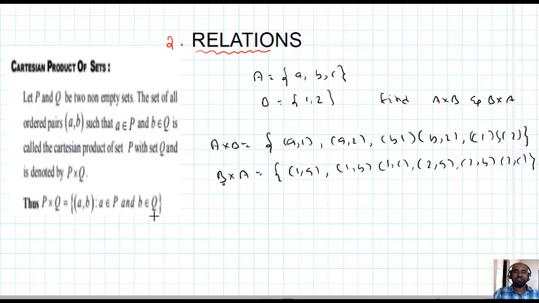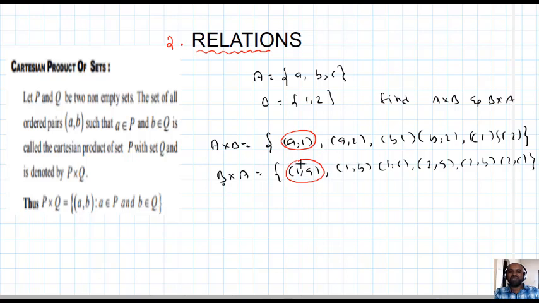Observe, what is the observation? A cross B has how many elements? 1, 2, 3, 4, 5, 6. B cross A also has 6 only. But the important thing is A cross B is not equal to B cross A. The ordered pair (a, 1) is not equal to the ordered pair (1, a). They are different ordered pairs. That's why A cross B and B cross A are not equal.